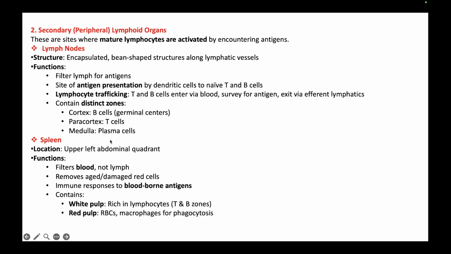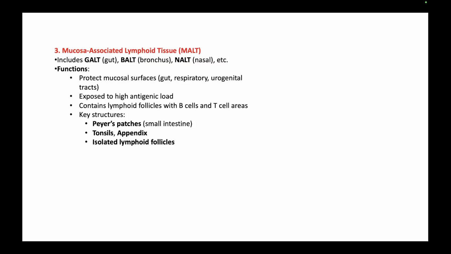Okay, then there is the spleen, which is located in the upper left abdominal quadrant. Its function is filtering of blood but not the lymph. It removes aged or damaged RBCs. It mounts the immune response to blood-borne antigen, and it contains white pulp and red pulp. So white pulp is rich in lymphocytes, with T and B zones, and red pulp is where the RBCs and macrophages are there for phagocytosis.